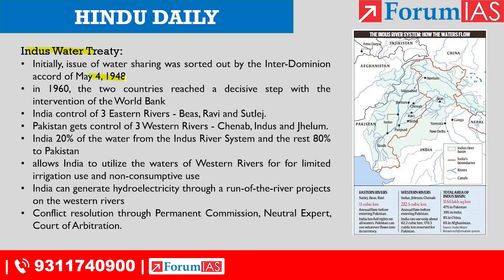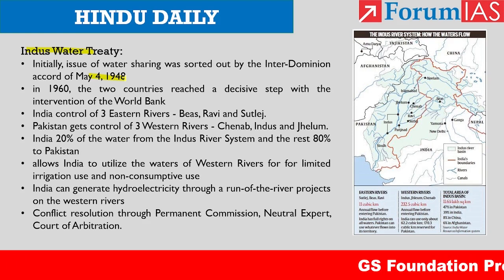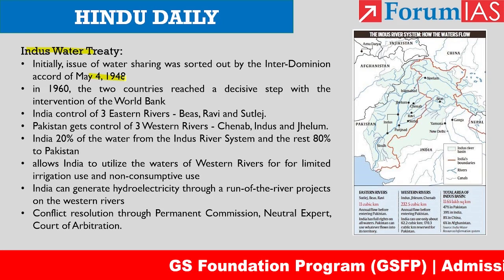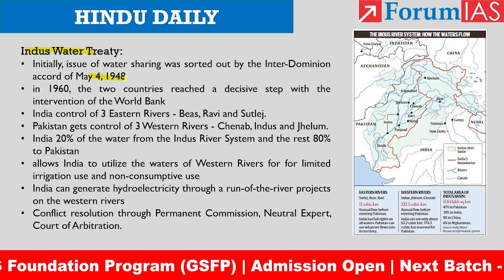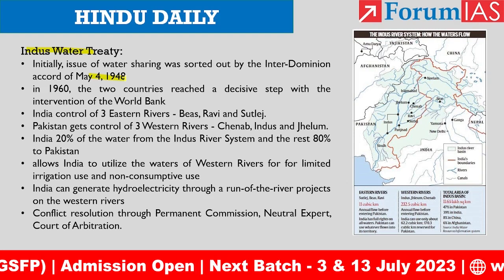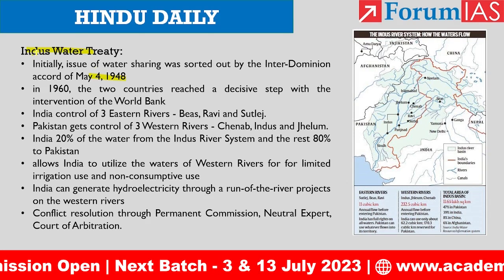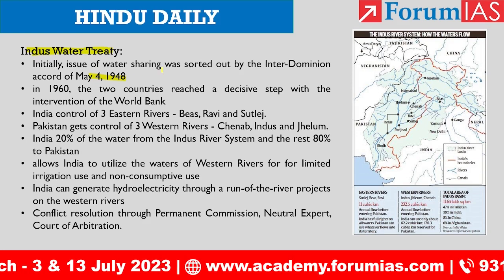The problems of this arrangement were soon realized and it was considered necessary to find an alternative solution. Eventually, in the year 1960, two countries reached a decisive step with the intervention of the World Bank, wherein precise details were laid out regarding the way how water would be distributed. Now, that led to creation of what we call Indus Water Treaty. So, now let us see the main provisions of Indus Water Treaty.